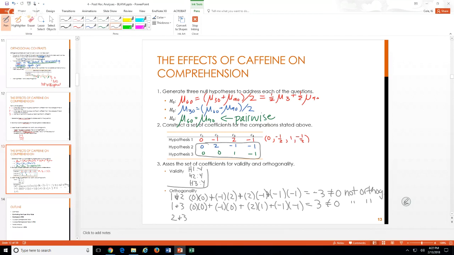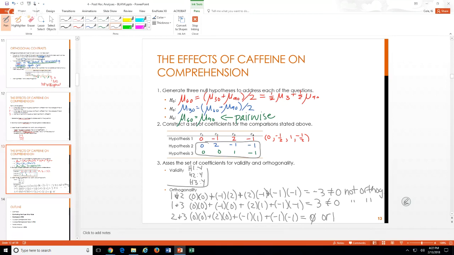Okay. Now let's look at the last set, hypothesis 2 compared to hypothesis 3. We have 0 times 0 plus 2 times 0 plus -1 times 1 plus -1 times -1. What does that equal? 0. We finally have one. Orthogonal. So we would say that hypotheses 2 and 3 are orthogonal to us. They each give us unique information about the relationship across our 4 groups.